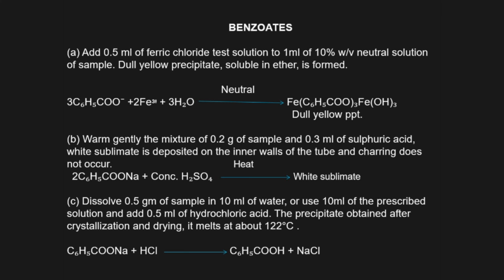In the third method, dissolve 0.5 gram of the sample in 10 ml of water or use 10 ml of the prescribed solution and add 0.5 ml of hydrochloric acid. The precipitate obtained, after crystallization and drying, melts at about 122 degrees centigrade. Here, sodium benzoate reacts with hydrochloric acid to give benzoic acid and a molecule of sodium chloride. So 122 is the melting point of benzoic acid, which has precipitated as a white crystalline substance.